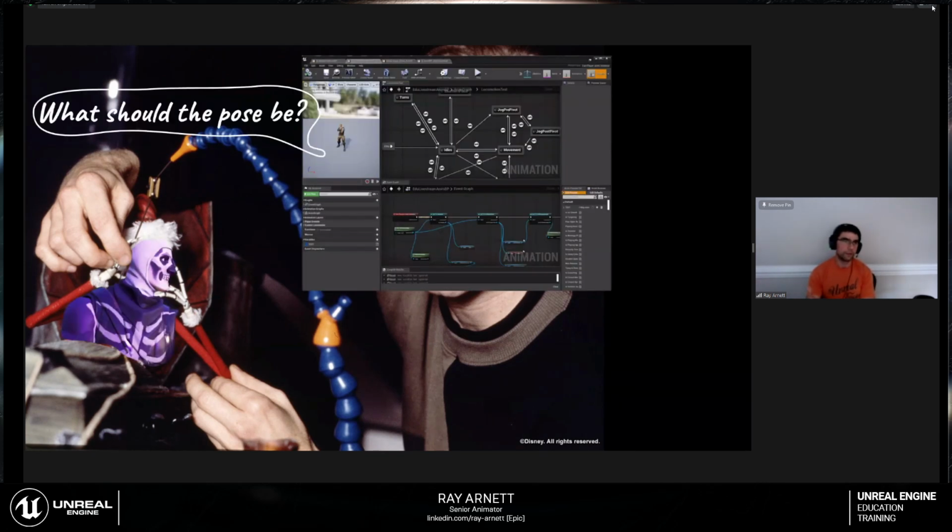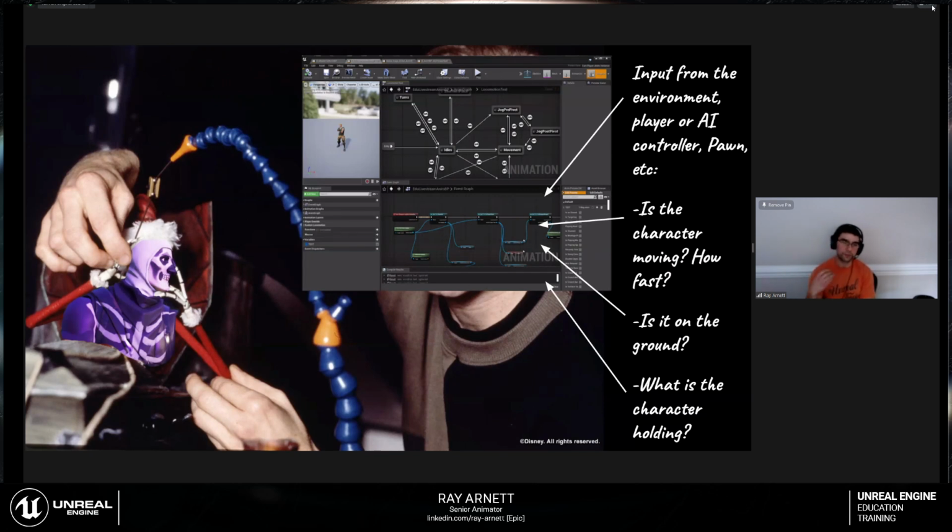Similarly, the animation blueprint is trying to figure out the same thing, or we are, through that. What should the pose on this frame be? And it's going to get input, instead of from a director and storyboards, from the environment, from the player or the AI controller, from the pawn. We need to know things like, is the character moving? Is it on the ground? Are we in the water? Is it holding something? Is the character dying? There are lots of things we need to know to get the right pose for this frame.